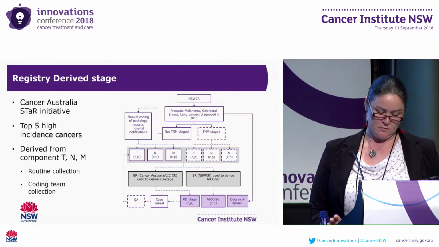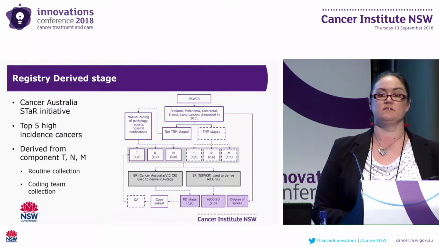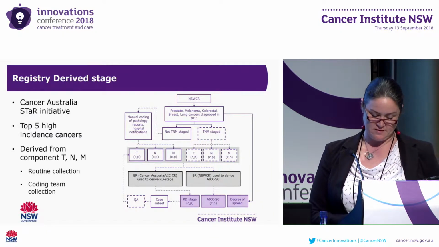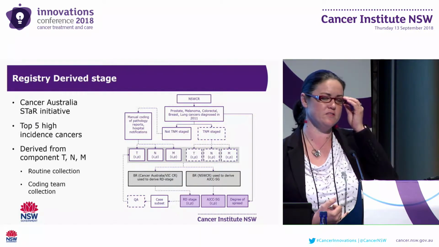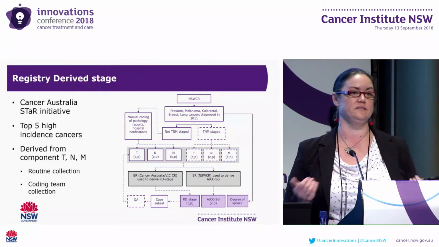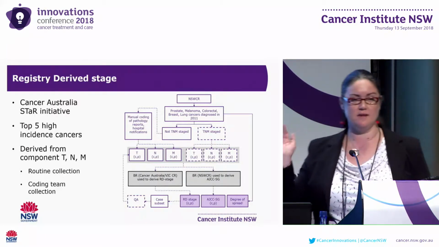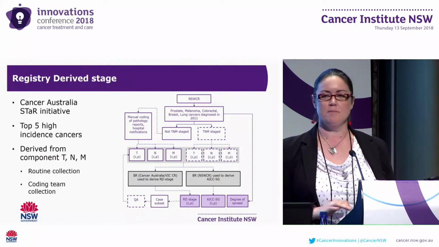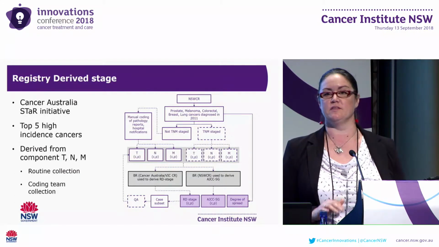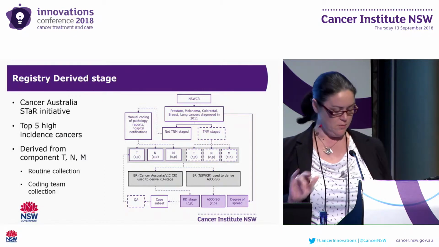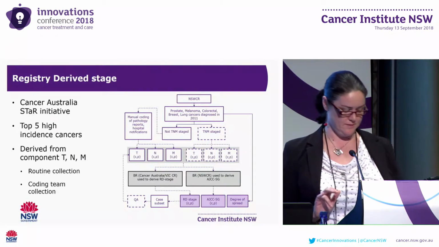In the project, we looked at 5 cancers diagnosed in 2011. We looked at prostate, colorectal, breast, lung and melanoma. In our registry, some of those cases were already staged. So you can see we have some that have TNM staging, but then a whole lot didn't have TNM staging. So it's those ones that the coders within our registry pulled out and coded manually.